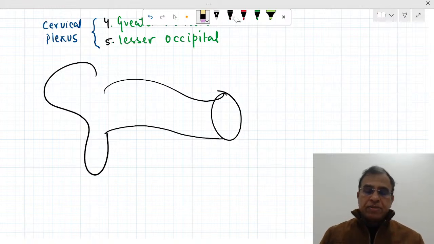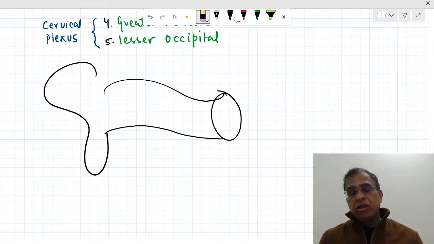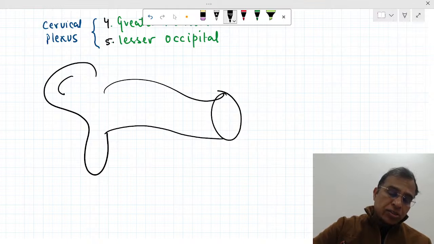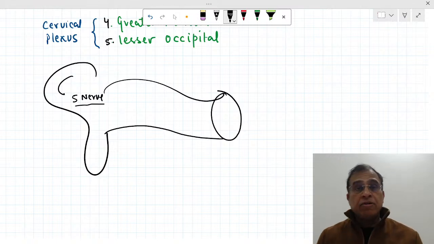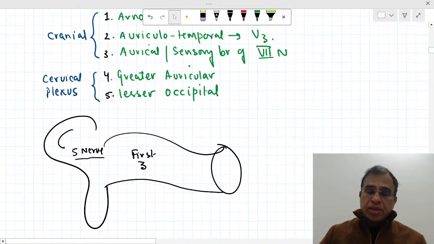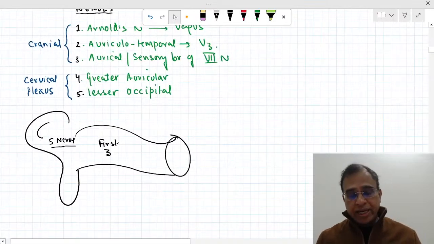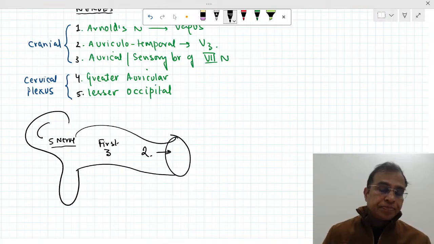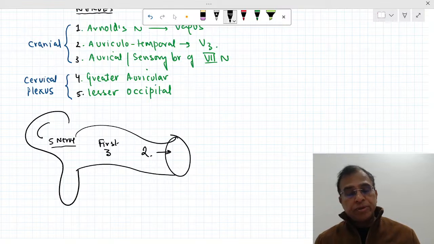Do all these 5 nerves supply the pinna, and all the 5 the canal, and all the 5 the outer surface of the tympanic membrane? The answer is no. Now pinna has all the 5 nerves. So pinna has a rich nerve supply, all the 5 nerves. Canal has only the first 3 out of 5. First 3 means the ones starting with AAA, cranial nerves. And the outer surface of the tympanic membrane is supplied by the first 2 only, Arnold's and auriculotemporal nerve. So the rest of the 3 nerves do not supply the outer surface of the tympanic membrane.